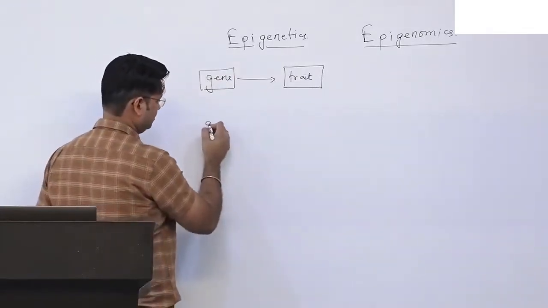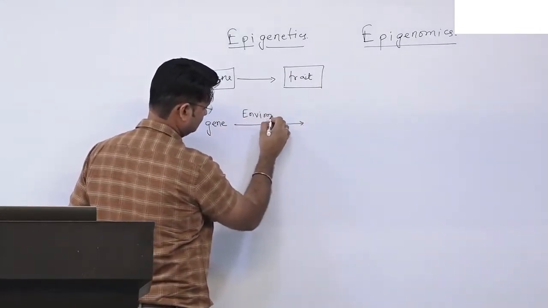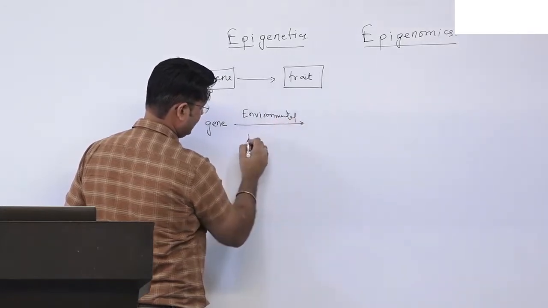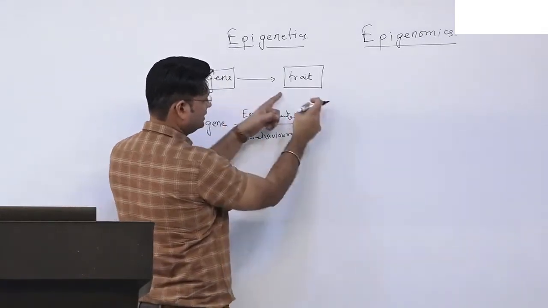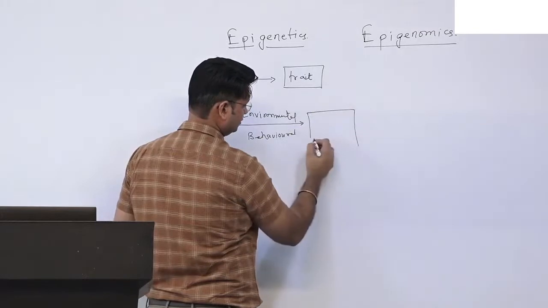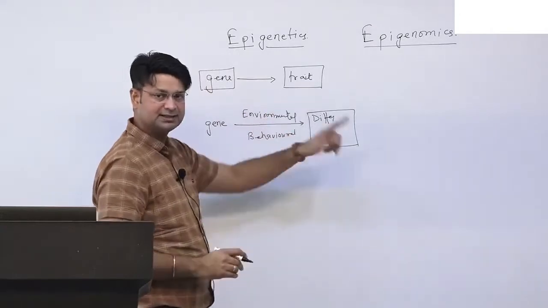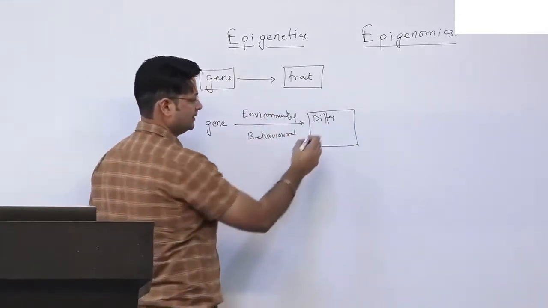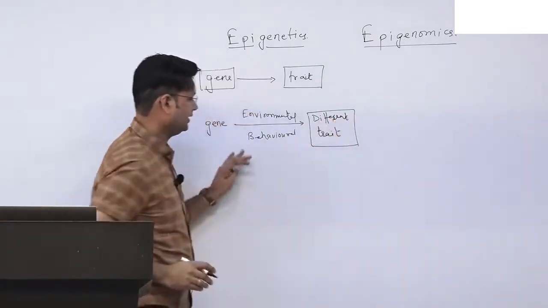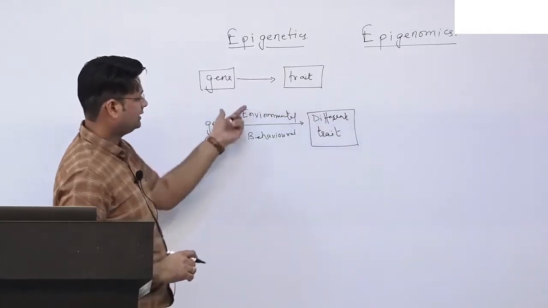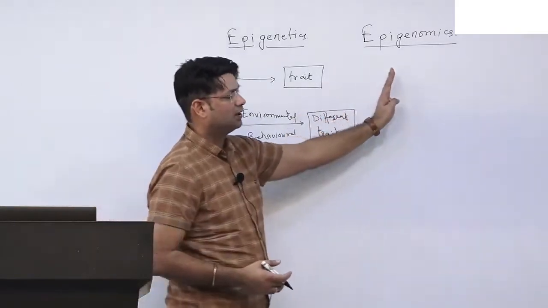But there were some environmental and behavioral factors which lead to a different trait, right? This gene will not represent the same trait now, being under the influence of these factors, even though the code is the same. Okay, that is epigenetics. And all these epigenetic changes in the individual or in the genome are under epigenomics.